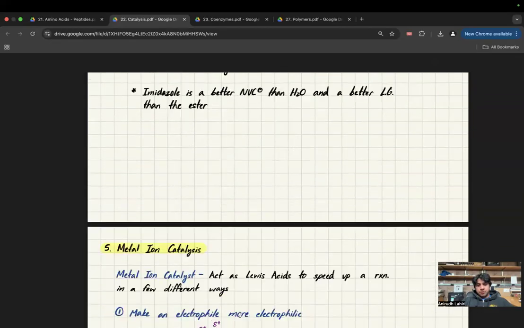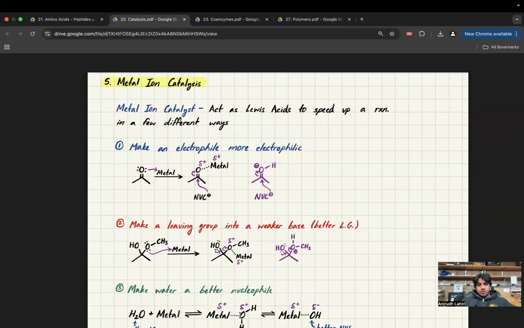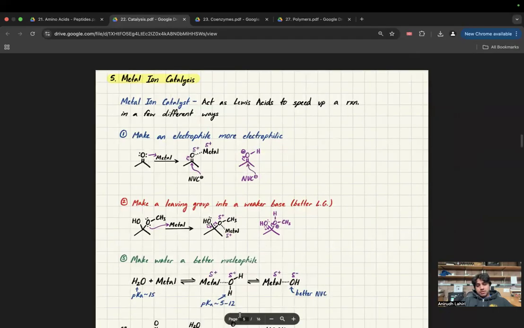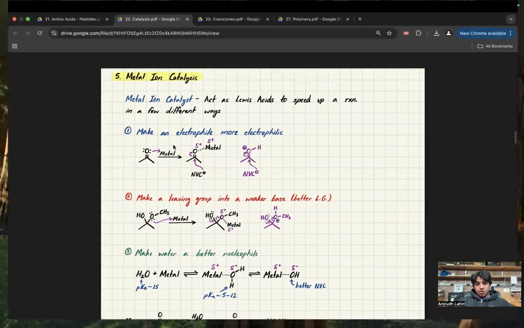Cool. Okay, metal ion catalysis. So metal ions act in many ways very similar to Lewis acids to speed up a reaction. First of all, we can make an electrophile more electrophilic. We can make a leaving group into a weaker base, or we can make water a better nucleophile. These are the three ways that metal ion catalysis works. Okay.